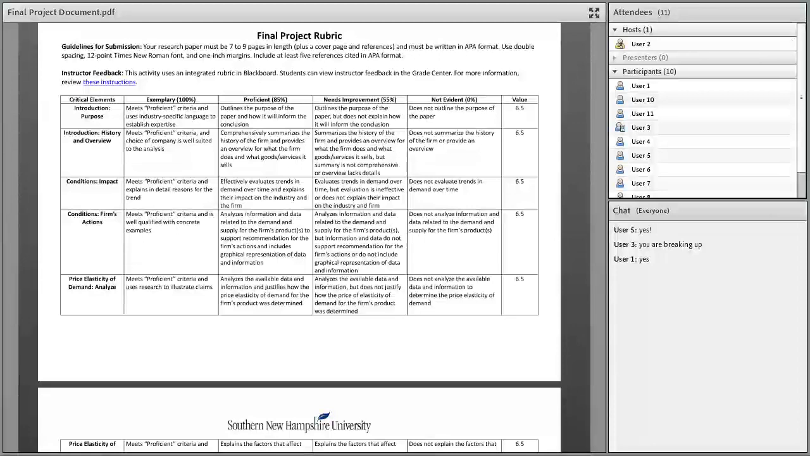Why did the company remain steady? Why was there a growing trend, a declining trend in sales and demand? You want to be a little bit more specific in explaining it. And then when you analyze the supply side, you also want to use concrete and well-qualified examples.